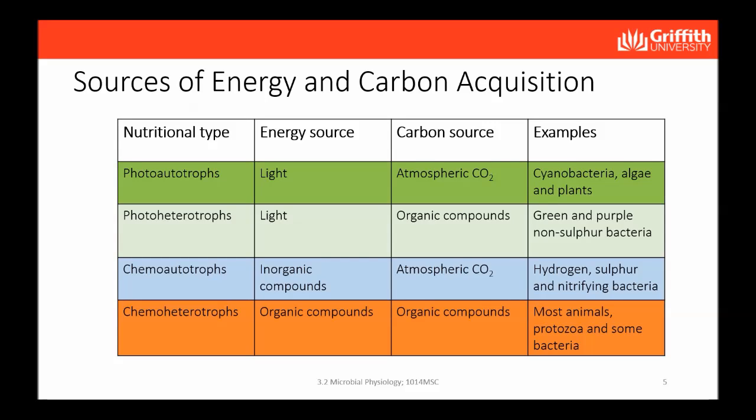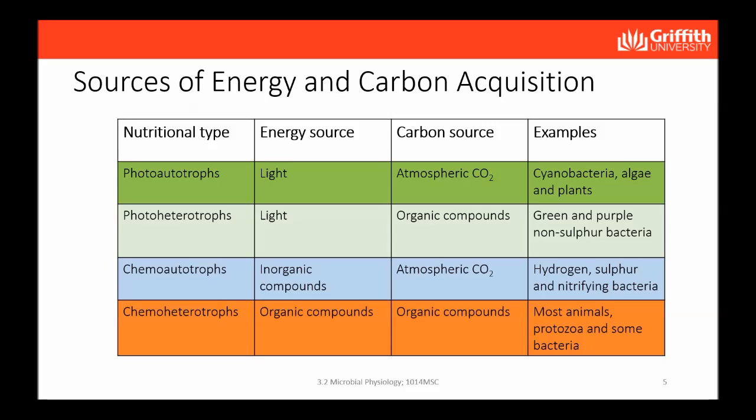Photoautotrophs are organisms that acquire energy from light and carbon from atmospheric CO2. Common examples of photoautotrophs are plants, algae, and photosynthetic cyanobacteria. Photoheterotrophs acquire energy from light. However, they are dependent on organic compounds for their carbon source. Green and purple bacteria are the most common photoheterotrophs.